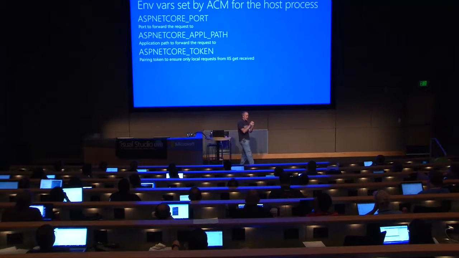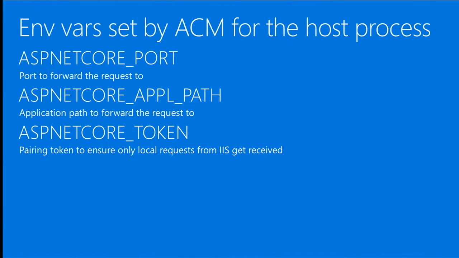So that special handshake that occurs between the ASP.NET Core module and your process is really driven by these 3 environment variables that the ASP.NET Core module will set up for you. It will set up the port and then the application path that you want to use. That's so it knows where to send the request to. And then it will also set up an environment variable with a token. And what is that token for? That's a pairing token so that your app can know that the request actually came from IIS and not from someplace else. That you didn't get some other random request to localhost and just somehow end up in your process.